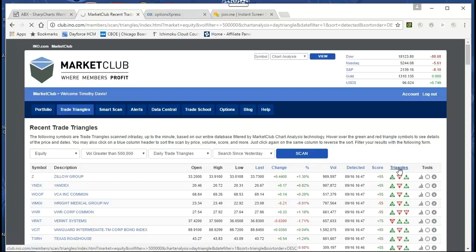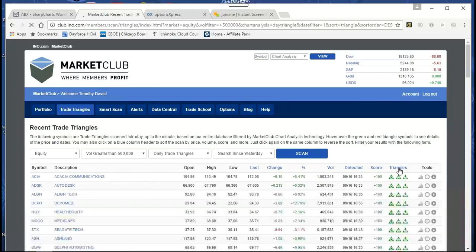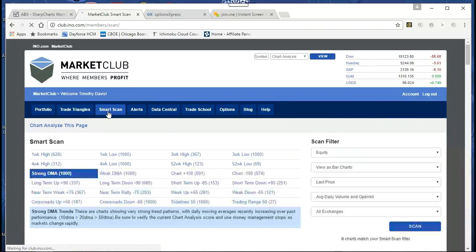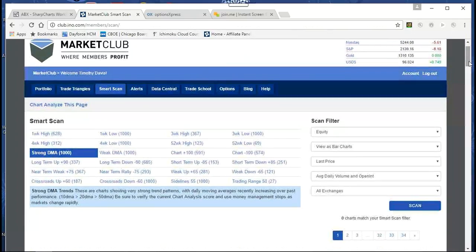One other way that you can search for stocks is if you go over to where it says Smart Scan, click on Smart Scan. I'll show you something else. What I like to look at when I go to Smart Scan is that it allows you to search for stocks several different ways. If you want to search for stocks that have a 1 week high, click on 1 week high, and it shows you that there are 628 stocks showing a 1 week high. If you want to look at stocks showing a 4 week high, click on that, and it has 312.